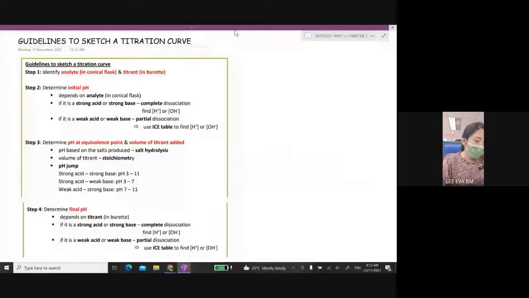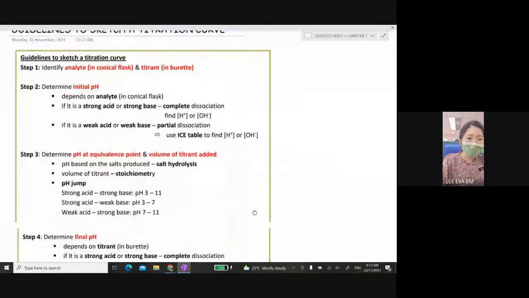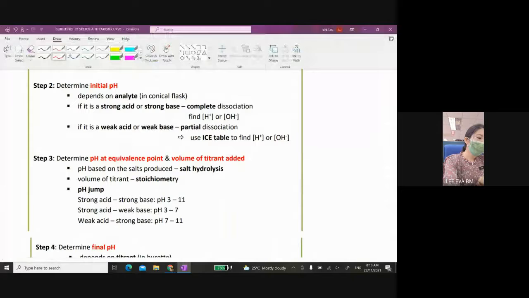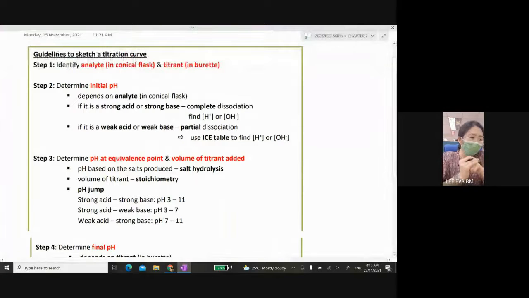Okay. So I will go through the guideline with you and then we try some example questions. This guideline is for us to combine all the information in order to sketch a complete titration curve. So the first step, of course, you need to identify which is the analyte, which is the titrant. Again, analyte in the conical flask, titrant in the burette.